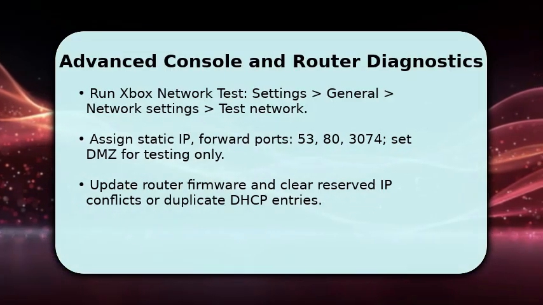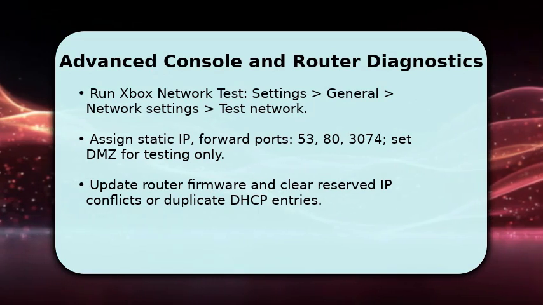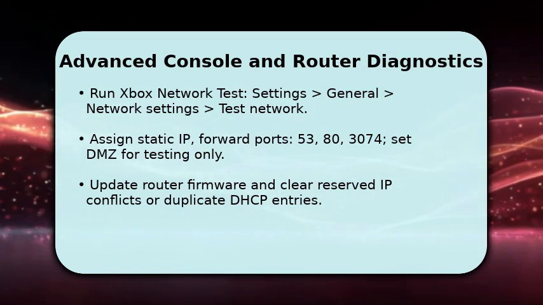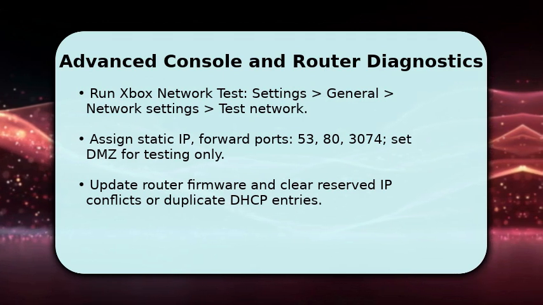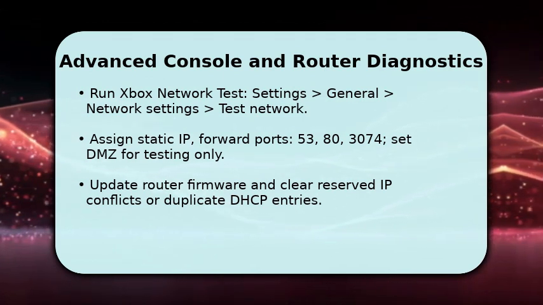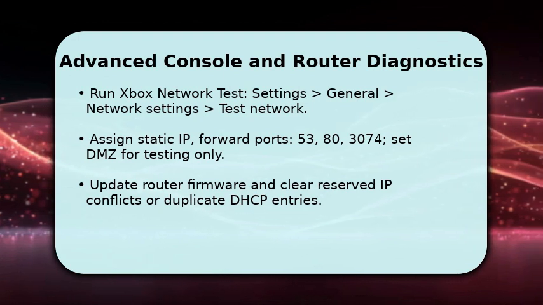Run the Xbox network test in settings to capture NAT, DNS, and packet loss details. Write down any error codes. If DNS errors appear, set a public DNS like 1.1.1.1 or 8.8.8.8 on the console.